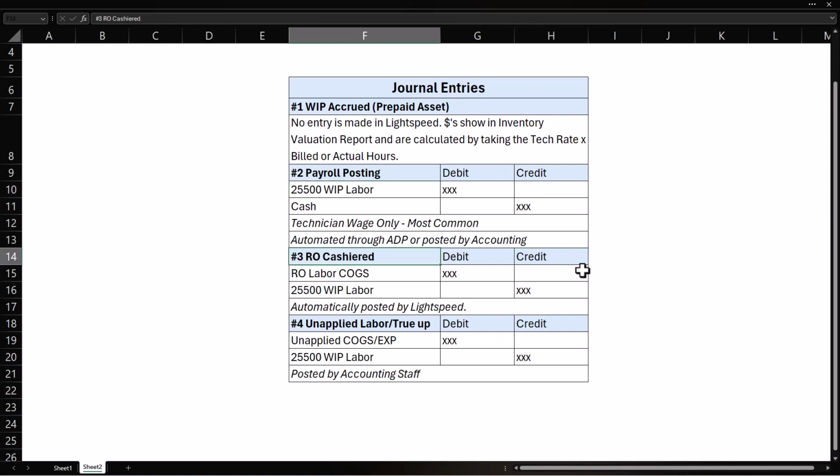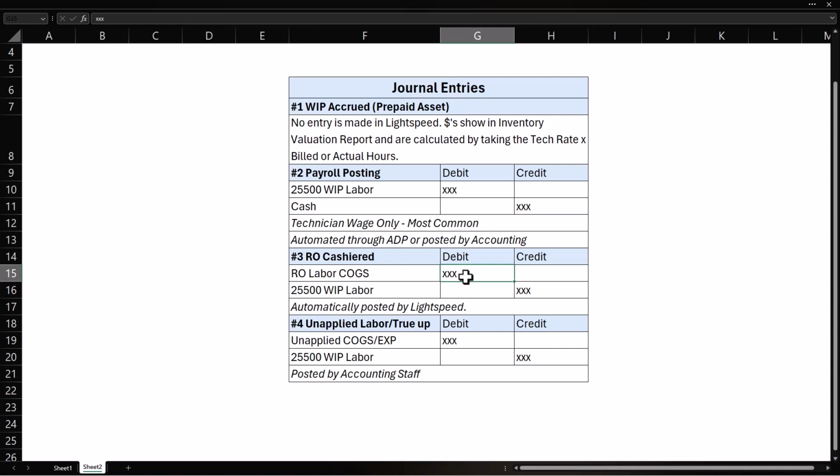Now we've got step 3. This is also automatically posted by Lightspeed. When a customer actually pays us, we cashier the repair order, and it pulls the money out of that WIP account and sends it to cost of goods sold. The benefit of WIP labor on the dollar side of it, and there are a couple of different ways to do this, and if you don't want to use it as a prepaid asset there are some other options, is that in accrual accounting, when you record revenue, you're also recording COGS for that at the same time. So you don't have a discrepancy.